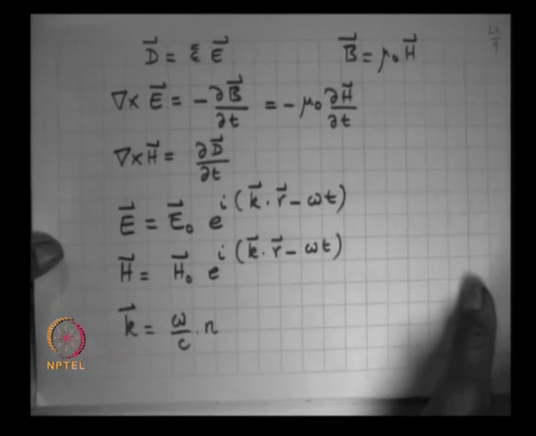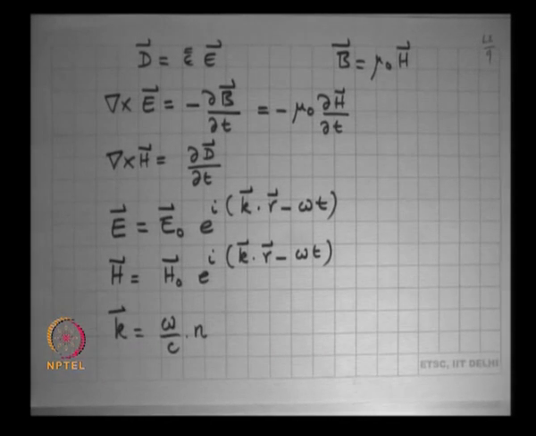So let me recall, we had written this equation D is equal to epsilon E, where epsilon is now no more a scalar, it is a tensor. So this will essentially imply that in general D and E are not parallel to each other.